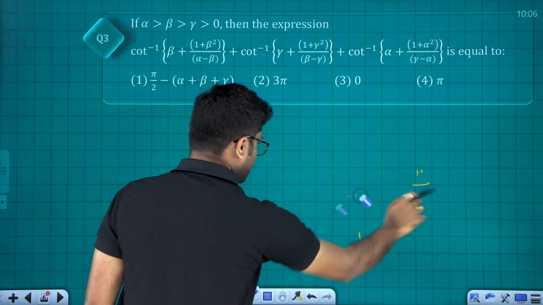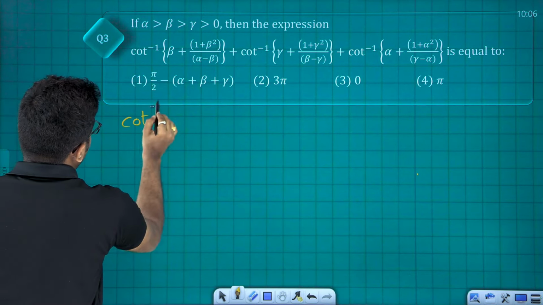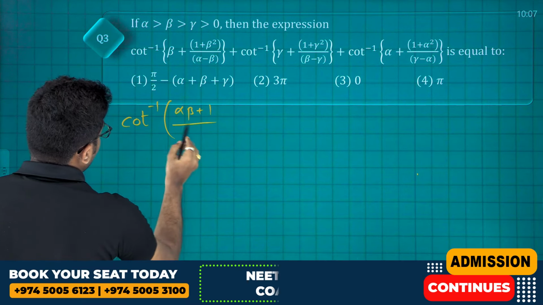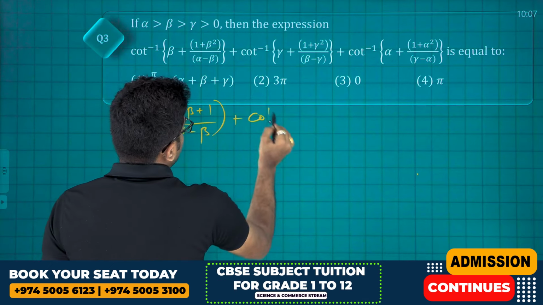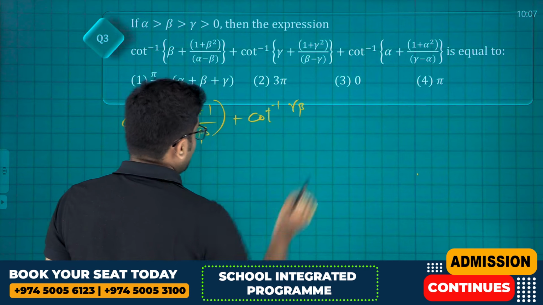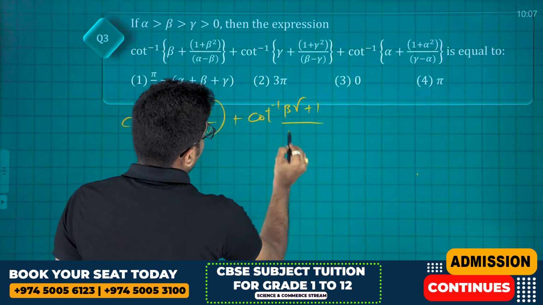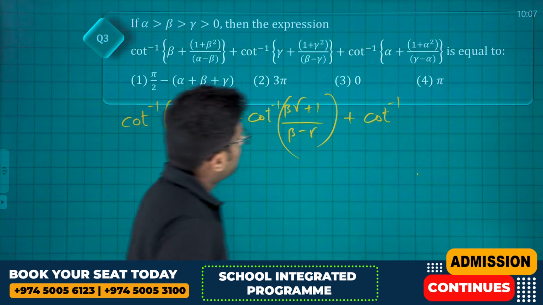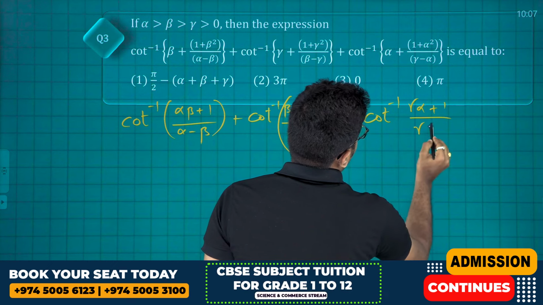So the expression, clearly we can write it as cot inverse of alpha beta plus 1, or 1 plus alpha beta divided by alpha minus beta, plus cot inverse of gamma beta plus 1, or beta gamma plus 1 divided by beta minus gamma, plus cot inverse of gamma alpha plus 1 divided by gamma minus alpha.